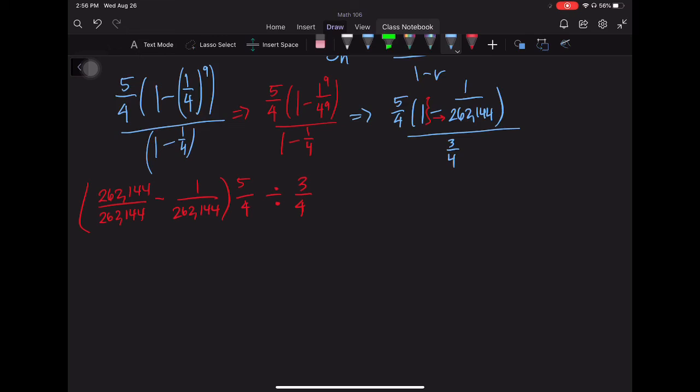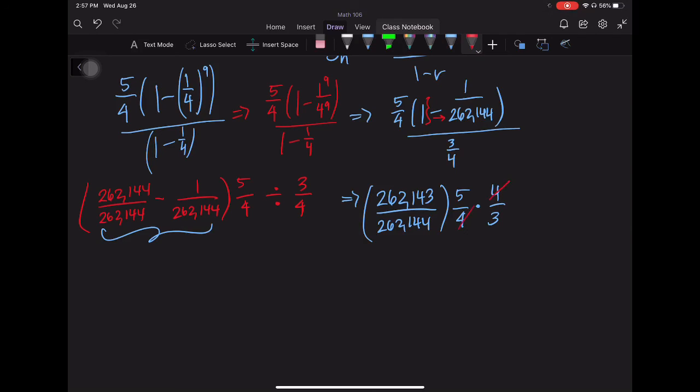When you divide by a fraction, you flip and multiply by the reciprocal. I'm going to go ahead and combine that to be 262,143 over 262,144 times 5/4 times 4/3. Okay, that allows me to cancel these fourths. And 3 actually goes into 262,143 87,381 times. These are ones.